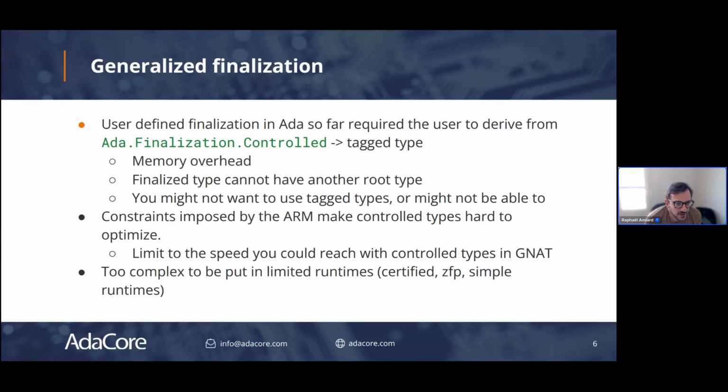Another problem with control is that constraints imposed by the Ada reference manual make control types hard to optimize, and it's hard to make them fast on every target. And the last drawback is that control types are too complex to be put in limited runtimes, which are very used by our customers. So most embedded runtimes don't support control types.